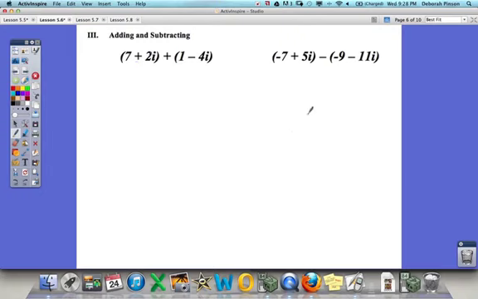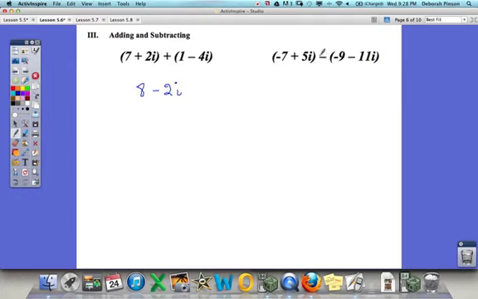Now, really all of this stuff is the reason why they decided to put things using the i. It's just because it makes it easy to treat it like it's a variable. So you can do things like combining like terms, FOILing, distributing. I'm sure there are things I'm not thinking about at the moment, but you can treat it like it's a variable. So here, when I'm adding, I'm just going to combine like terms. So 7 plus 1 is 8, 2i and a negative 4i is a negative 2i. So there you go.